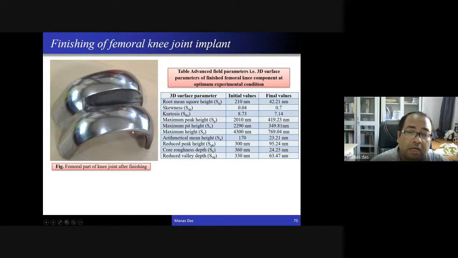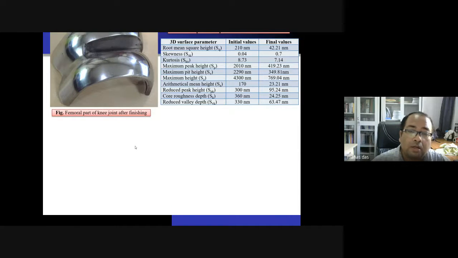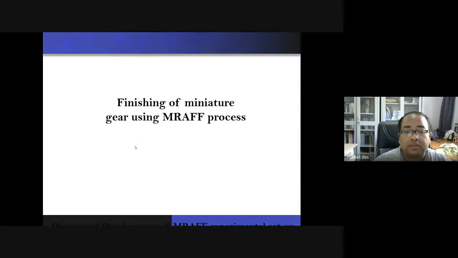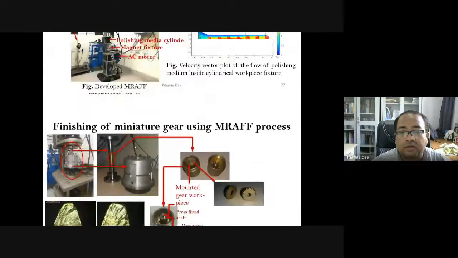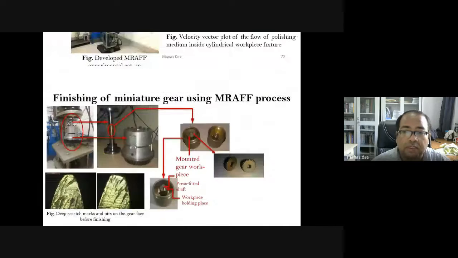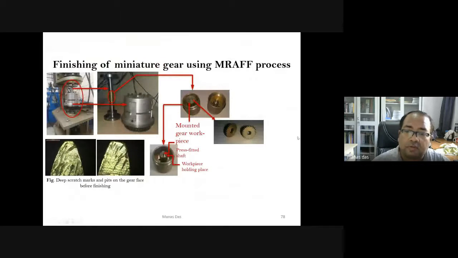This is made of a very hard material, the titanium alloy Ti6Al4V, grade 5. This titanium alloy of grade 5 is used for making this kind of prosthetic implant. Otherwise, cobalt chromium alloy is also used, but we have used this titanium alloy. Now, we have also polished some gears. We have done simulation for this gear, but we are not showing it here. So this kind of small gear we have polished here.